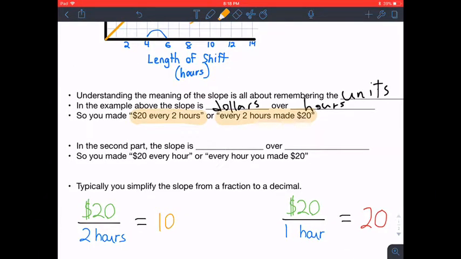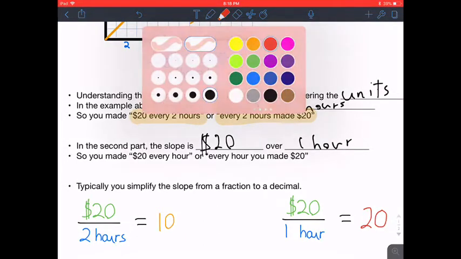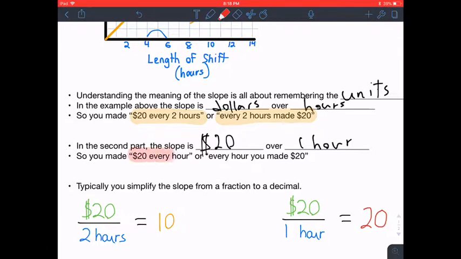In the second part, the slope is, again, we're just going to specify this time. We're going to say that it's $20 over 1 hour. And so I'll highlight this in red. So you could make $20 every hour, or every hour you make $20. Again, hopefully you can see that allows you to predict that in 2 hours you would make $40, in 3 hours you would make $60.